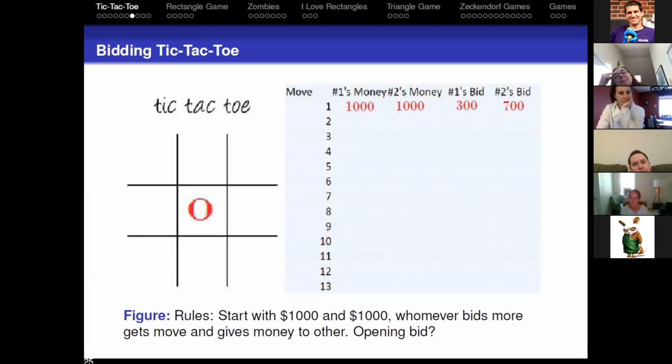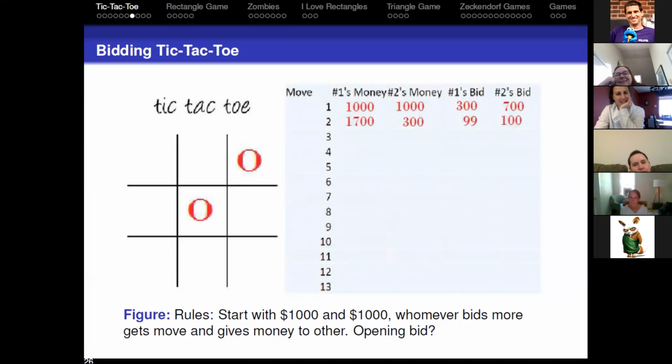I know how much I'm going to bid for my second move. I need somebody to tell me how much they want to bid for the second move. 301? 301. So I chose to bet $100. You would have actually beaten me. And I'm assuming you made a small bet of just 99. So I have two in a row.